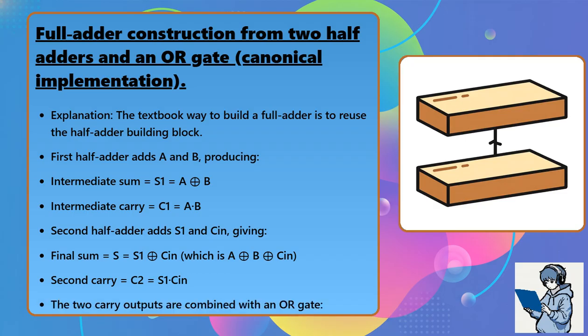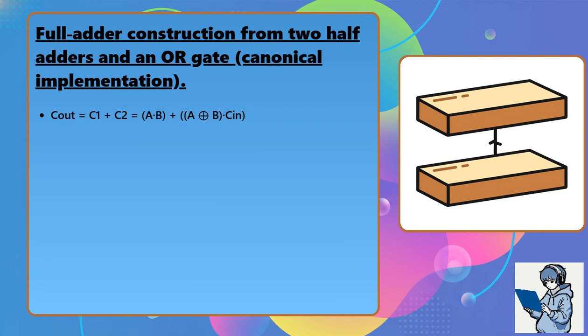The two carry outputs are combined with an OR gate. Cout equals C1 plus C2 equals A and B plus (A XOR B) and Cin.